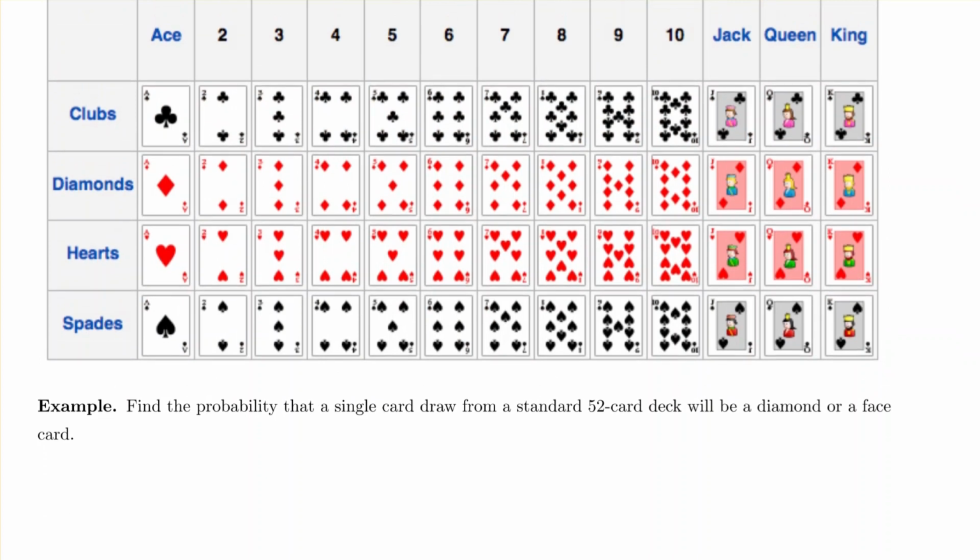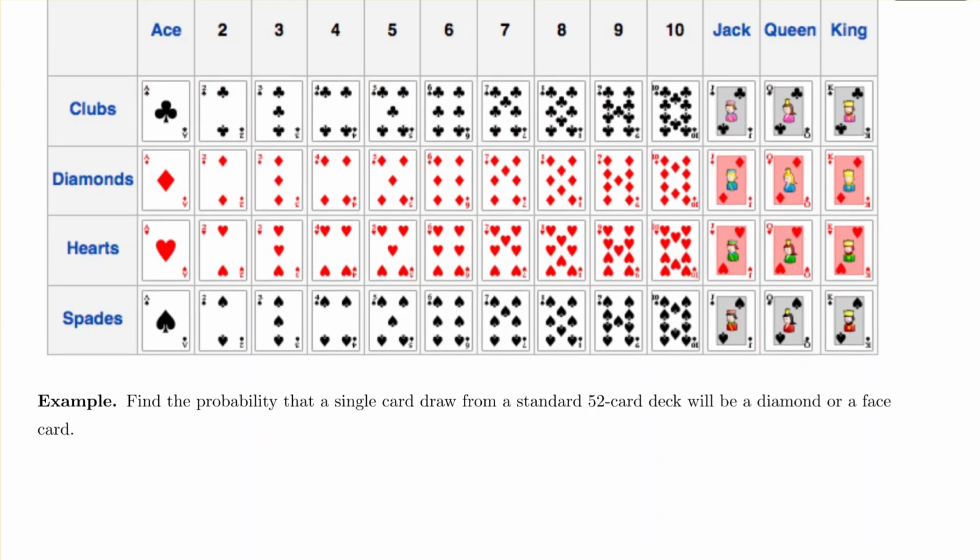So let's look at the first problem, and I'll refer to this picture as I go over this example. Find the probability that a single card is drawn. So we would draw one card from this deck of 52 cards. There will be a diamond or a face card. Face cards are Jack, Queen, and King.